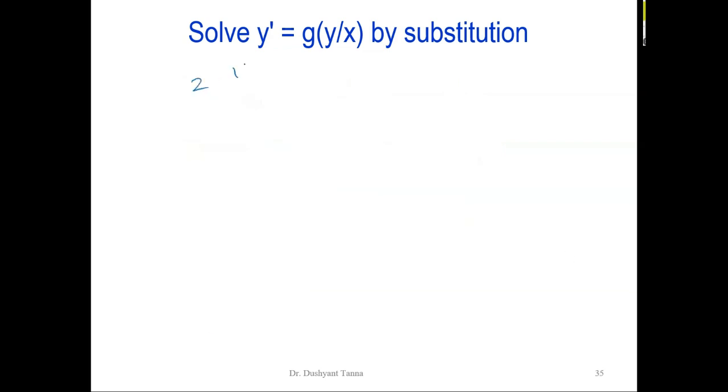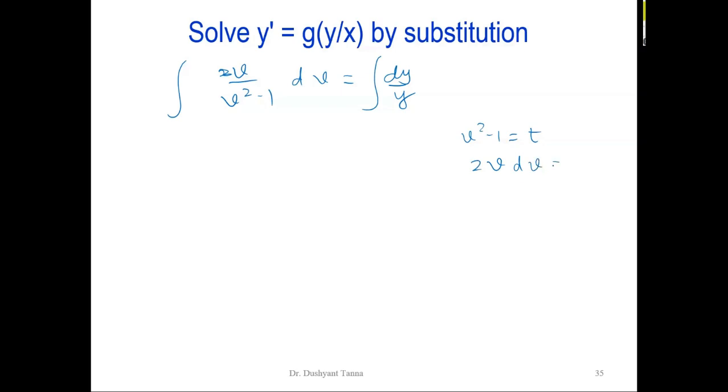Therefore, we will have 2v over (v square minus 1) dv is equal to dy over y. Okay, and then we do integration. Now, this integration is not that obvious, but if you could realize, if I just write this bit differently, 2v over v square minus 1, differentiation over the original term. If you are yet not sure, take v square minus 1 as t, and 2v dv is dt. This is dt over t. This is dy over y.